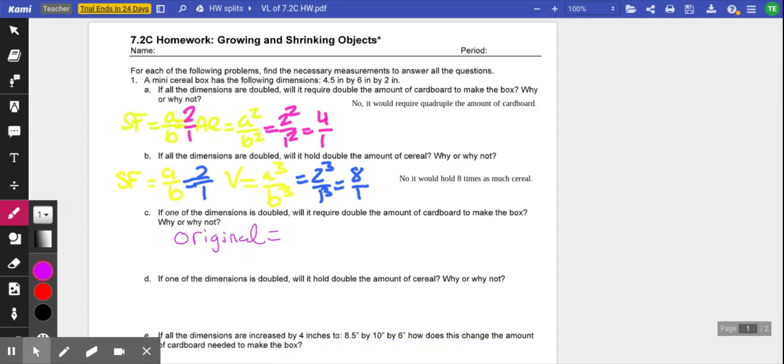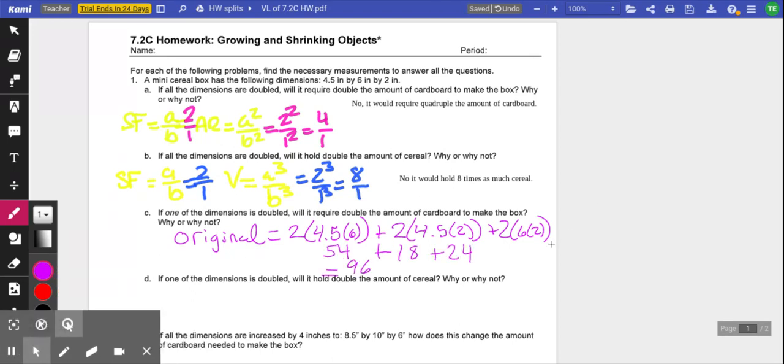Okay, so here, my original cardboard, that would be surface area. So I'd have 2 squares that were the 4.5 by 6. And I would have 2 rectangles, 4.5 by 2. And I'd have 2 rectangles that would be, what other combination did I not put together? Let's see, I put 4.5 and 6 together. I haven't put 6 and 2 together. So 6 by 2. Okay, so if I went and calculated that, I would get 54 plus 18 plus 24, which would be 96.